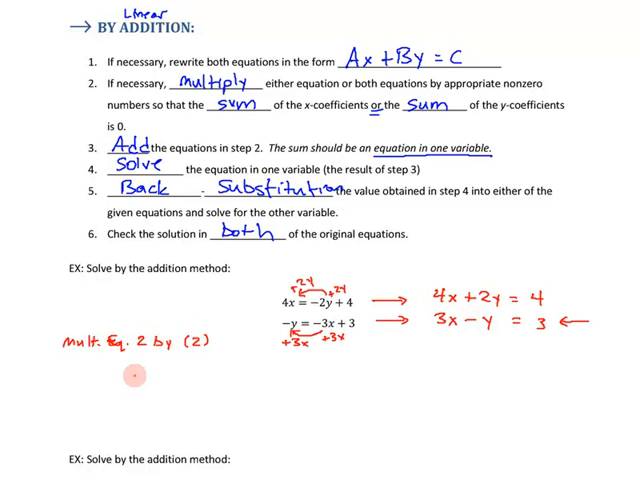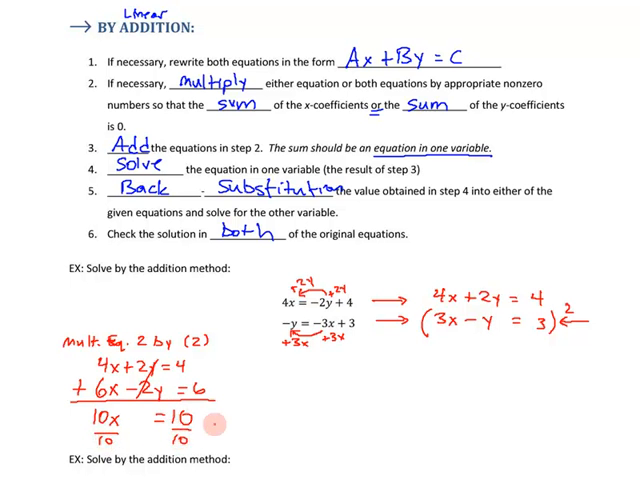a positive 2. Okay, so I end up with 4x plus 2y equals 4 is my first equation. My second equation, if I multiply this times 2, that means 2 times everything, and it was 6x minus 2y is equal to 6. Now add those equations up. Okay, if I add them, I get 10x, the y's cancel, equals 10. Dividing both sides by 10 gives me an answer of x is equal to 1. Do you see how that works?